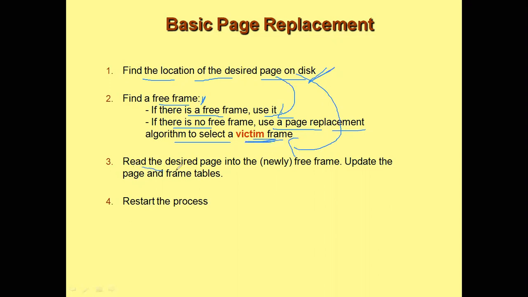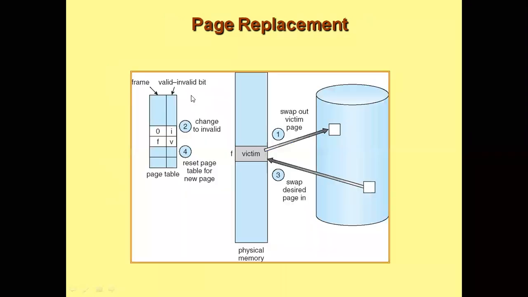You have to read the desired page into the newly freed frame. That is, the victim frame's page is now cleared out, and then you can read in the desired page. Update the page and frame tables and then restart the process. So this is how page replacement works.